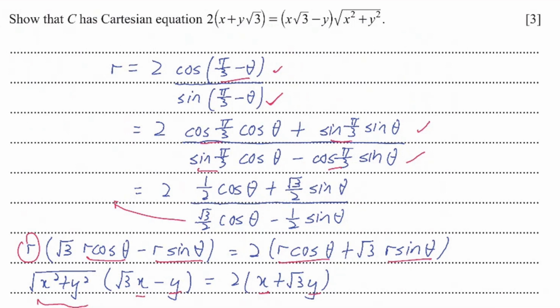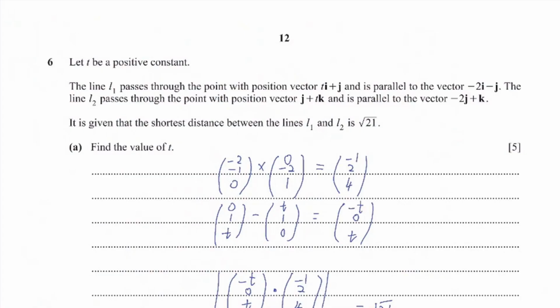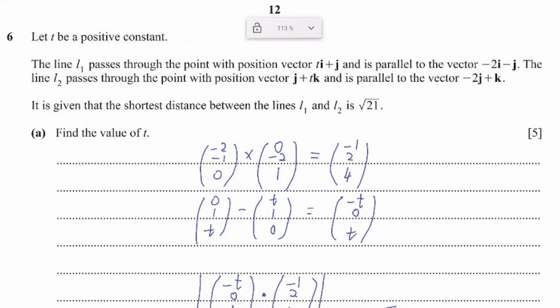Okay, so the next question is a vector question. Let t be a positive constant. L1 passes through the point with this position vector and is parallel to this. L2 passes through this one and is also parallel to this. Given that the shortest distance is root 21, we need to find the value of t. So this is to find the shortest distance between two skew lines.